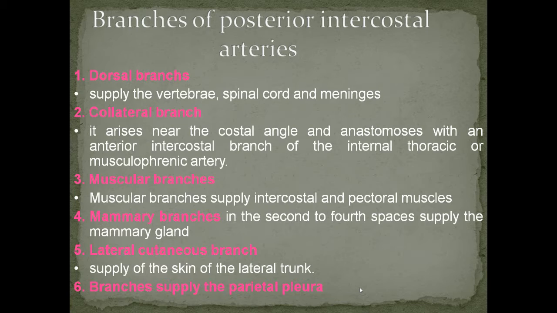Now we'll see the muscular branches. They supply the intercostal and pectoral muscles. Mammary branches in the second to the fourth spaces supply the mammary gland, and the lateral cutaneous branch will supply the skin of the lateral trunk. Branches that supply the parietal dura.